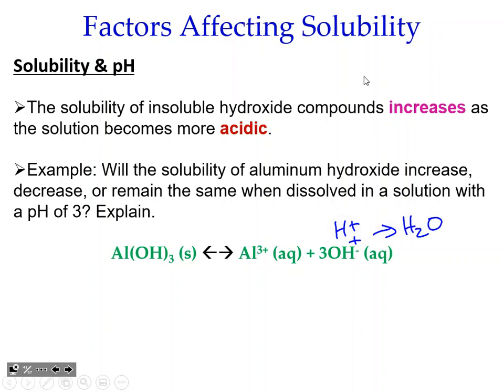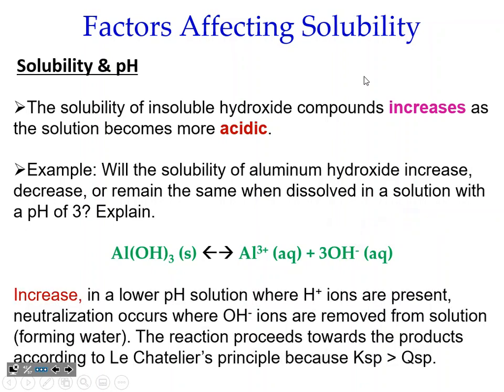So if you put aluminum hydroxide in an acidic solution, it will start removing the hydroxide by neutralization, which is like removing a product. And once again, P over R, removing product makes that number get smaller. So Qsp would be less than Ksp, and it would shift, of course, to the right and dissolve more stuff. So definitely in there with Le Chatelier's principle.